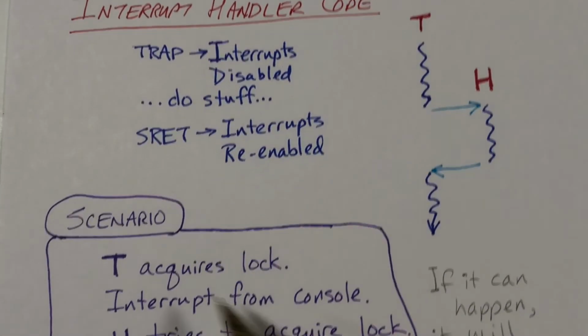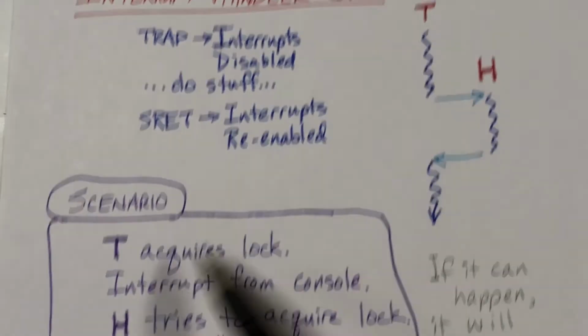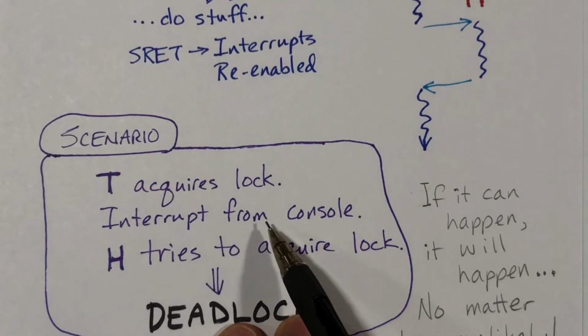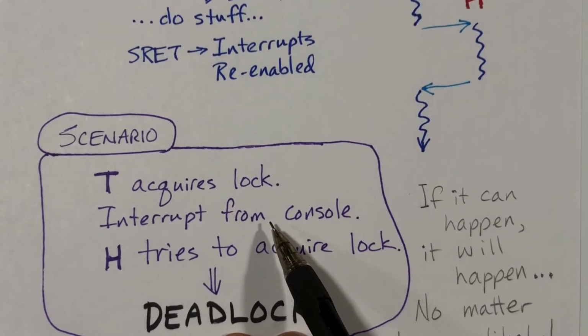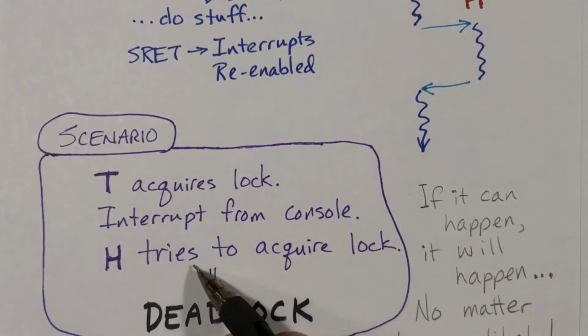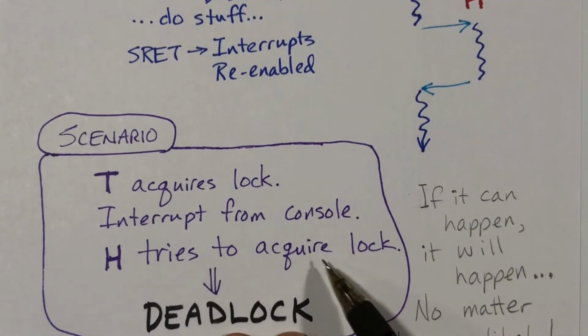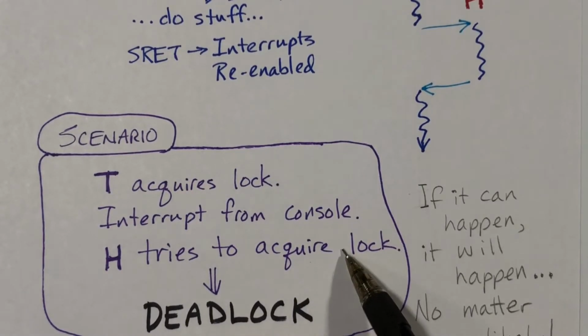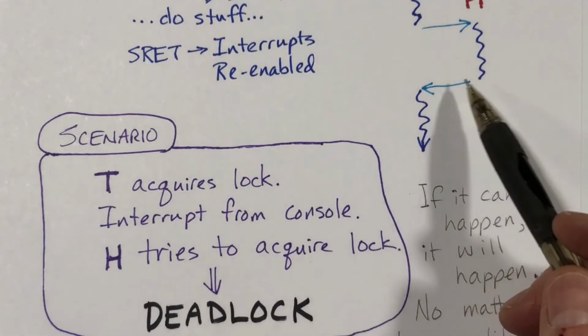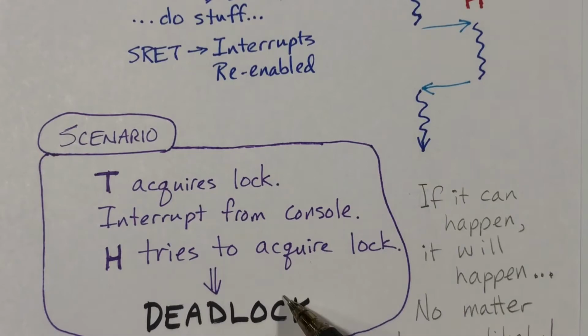Well, you can imagine this situation. If T happens to be this thread here that acquires a lock, and then at just the wrong moment, the interrupt comes in from the keyboard, and the handler is invoked, and the first thing the handler does is try to acquire that lock. Well, it will wait until the lock is released, but unfortunately the thread that is holding the lock is waiting for the handler to complete, so we've got a deadlock situation.